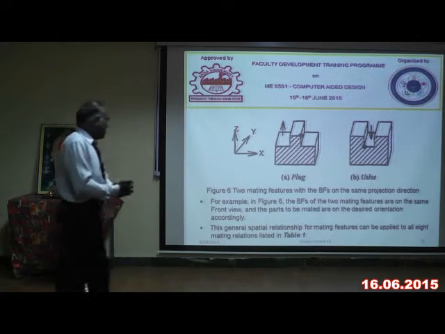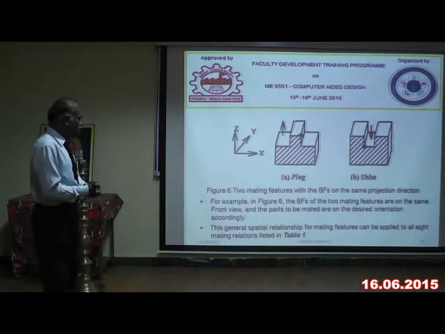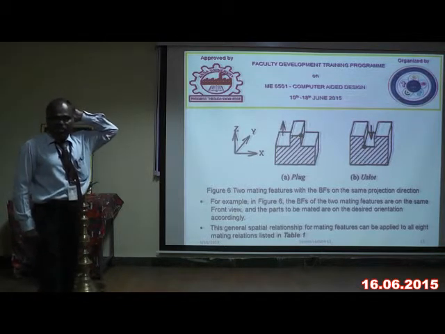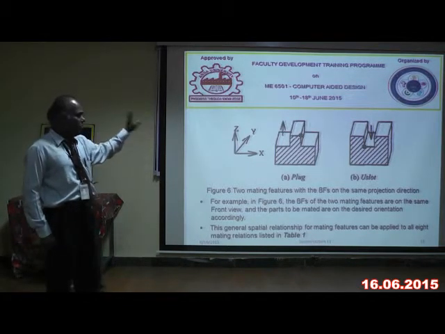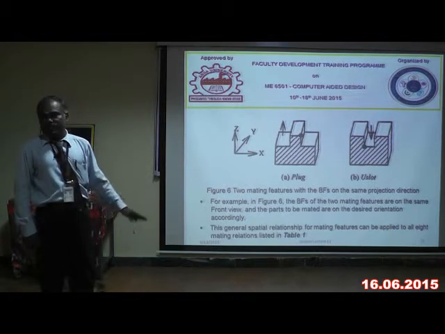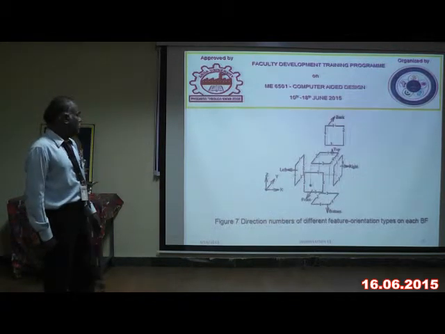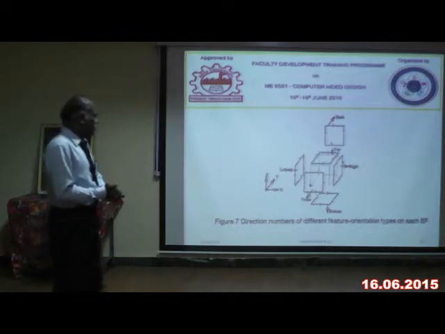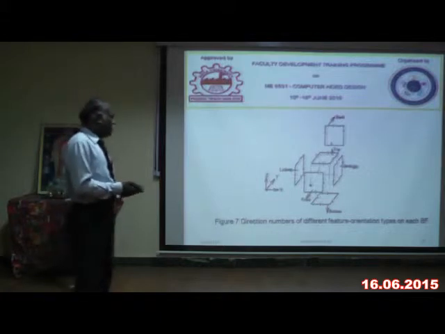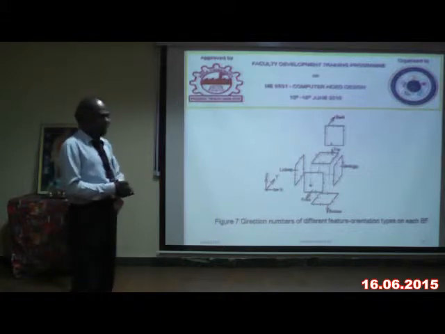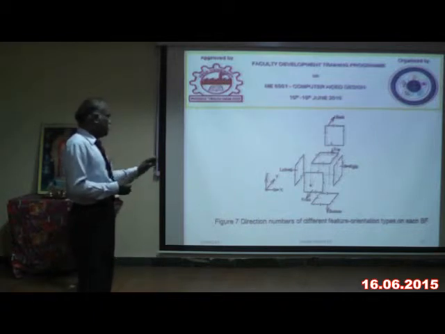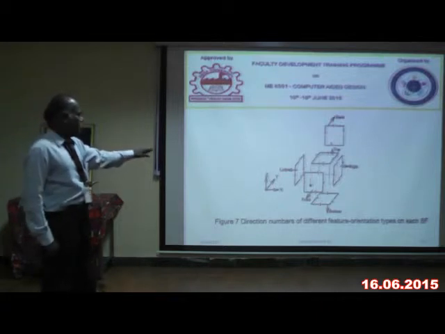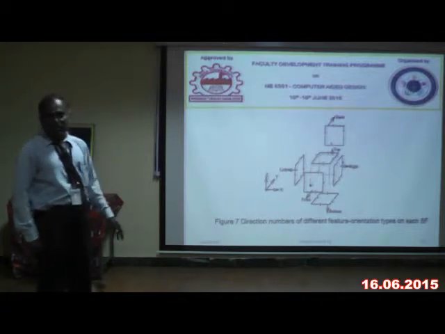And then this general spatial relation for mating features can be applied to all 8 mating features. In table 1 we already saw the same features are applied for all 8 features. Next, these are the direction numbers, the different feature orientation types on each boundary space. The 8 boundary spaces we already saw in the diagram. We split them further into 6 spaces.